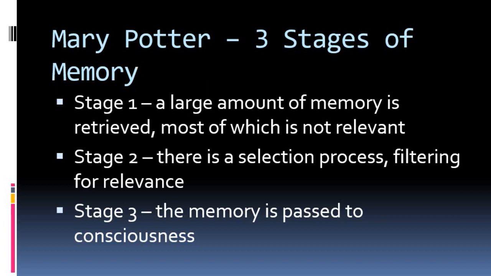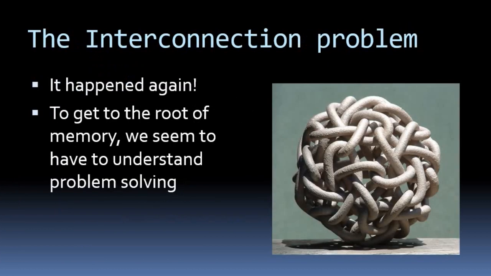For our purposes, considering this as an attempt to analyze, formalize, and mechanize cognition, stage 2 is a disaster. It could be true that that's what's happening, but once again, we've got this unformalized notion of relevance lurking in the background. It's probably fair if you're starting to feel like, oh no, it happened again. This keeps happening. These problems seem to be interconnected in a really deep way. To get to the root of memory, it seems like we have to understand problem solving, because if our memory is tuned up to help us solve problems, then in order to understand memory, you have to understand problem solving.